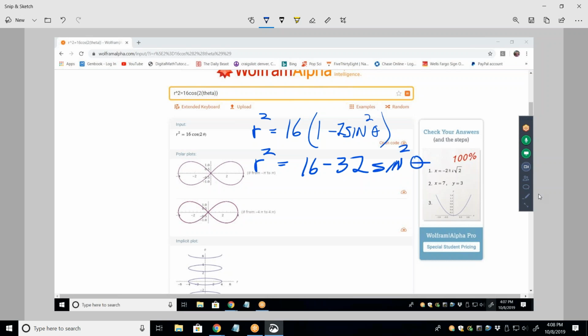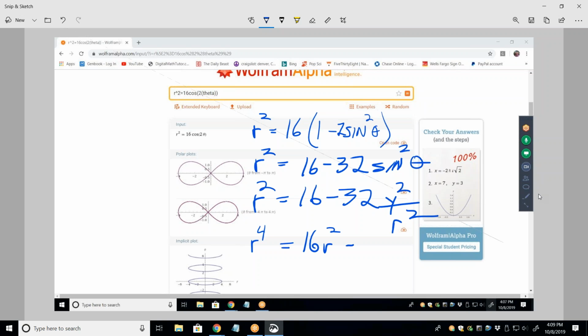And now I get r squared equals 16 minus 32 y squared over r squared. Yeah, I did the arithmetic wrong here. If I'm going to multiply both sides by r squared, I don't get rid of that r squared. I turn it into r to the fourth equals 16 r squared minus 32 y squared.